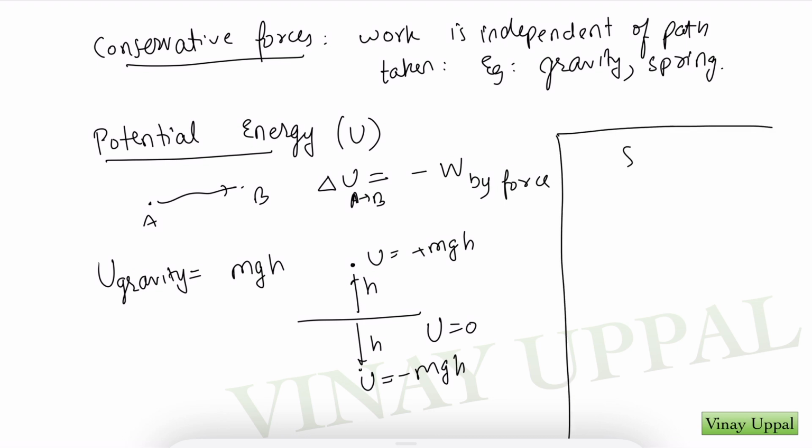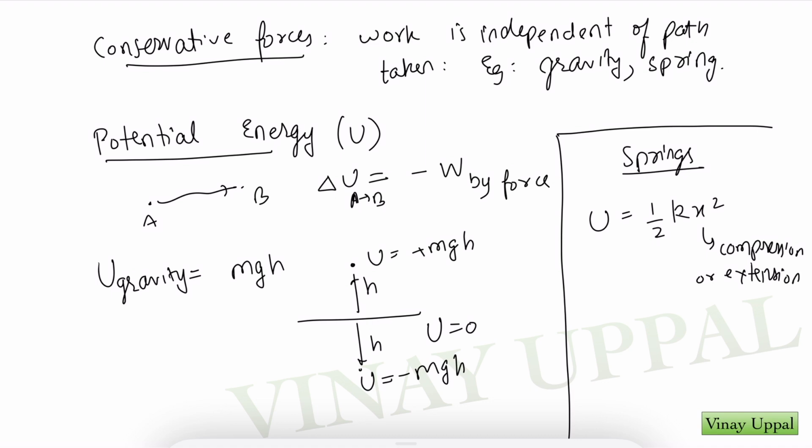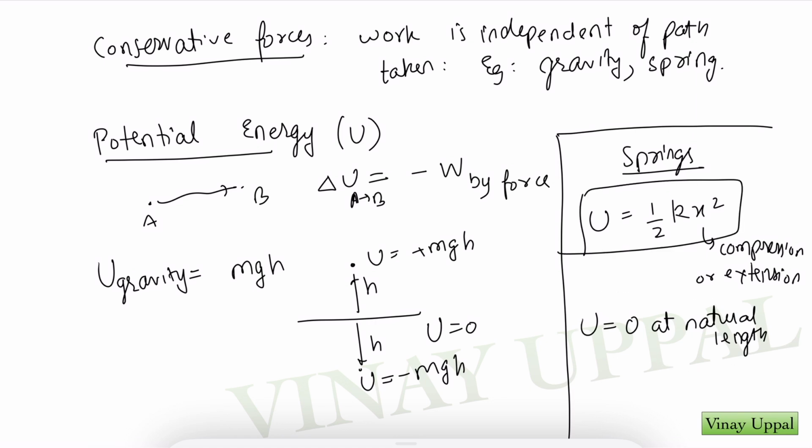And for springs, the potential energy is given by half kx squared, where x is the compression or extension. Here also we've actually made a choice that the potential energy is 0 at the natural length, and that is once again a choice, and you can choose the potential energy to be 0 at some other point, but this is the mathematically most convenient and the standard convention. Here k is of course the spring constant.